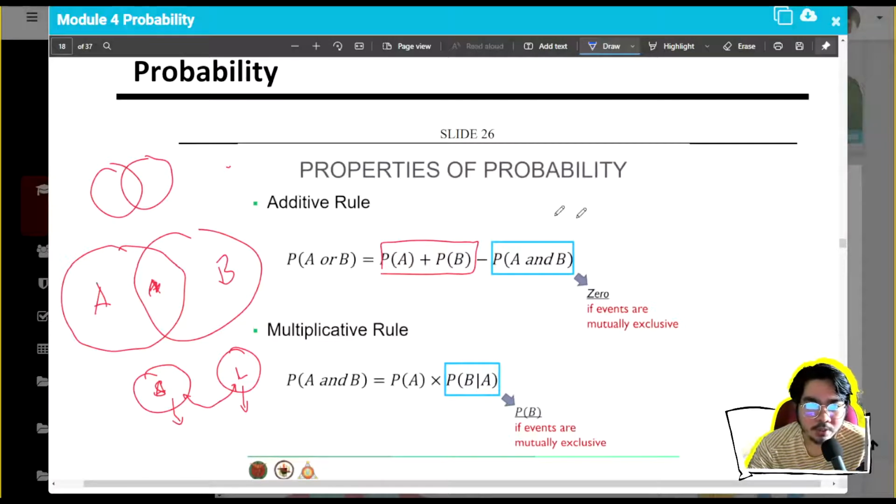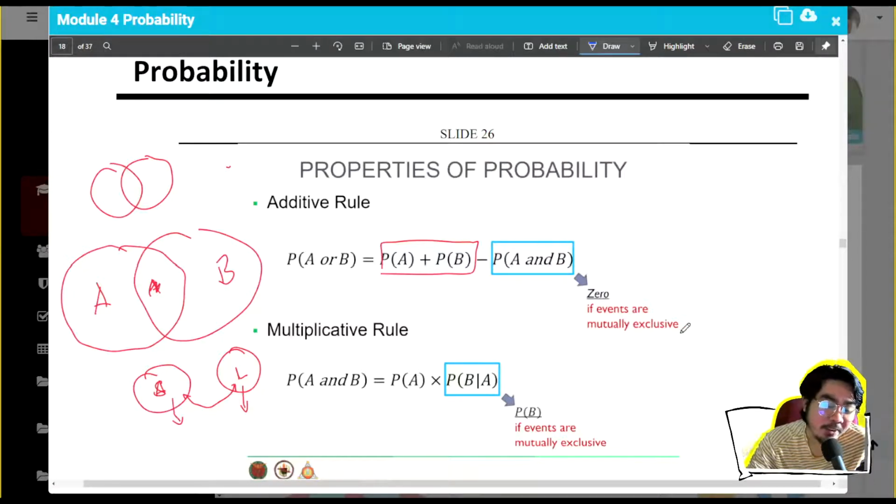We also have properties of probability, which I mentioned earlier. You have the additive rule: the probability of A or B occurring. Anytime it's an OR statement, we add the probabilities. I forgot the exact terms now, whether this is intersection or union. But it's the probability of A plus the probability of B, then you subtract the probability that A and B occur at the same time. So that's P(A) plus P(B) minus P(A and B).